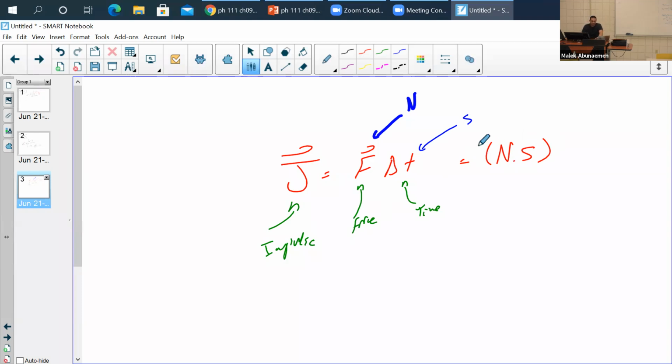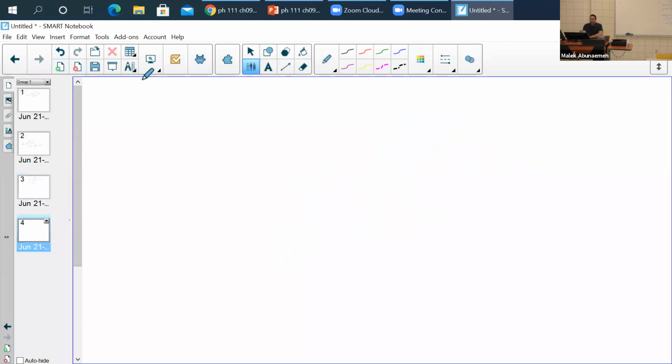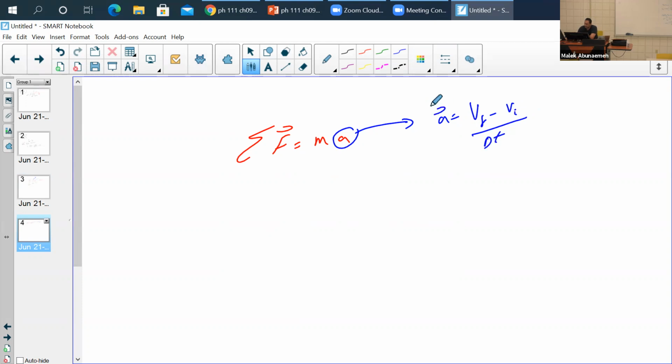So basically from Newton's second law, we define that the force is going to equal your mass times your acceleration. And we define your acceleration as your final velocity minus your initial velocity divided by your change in time, for your average acceleration. Same thing for your force.